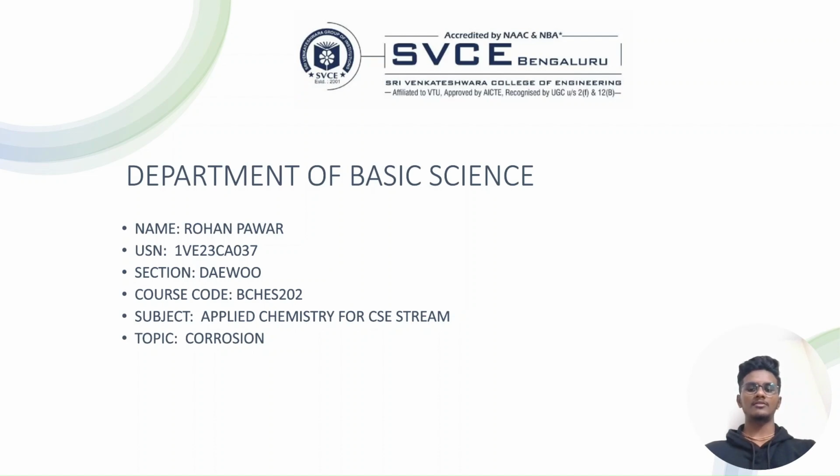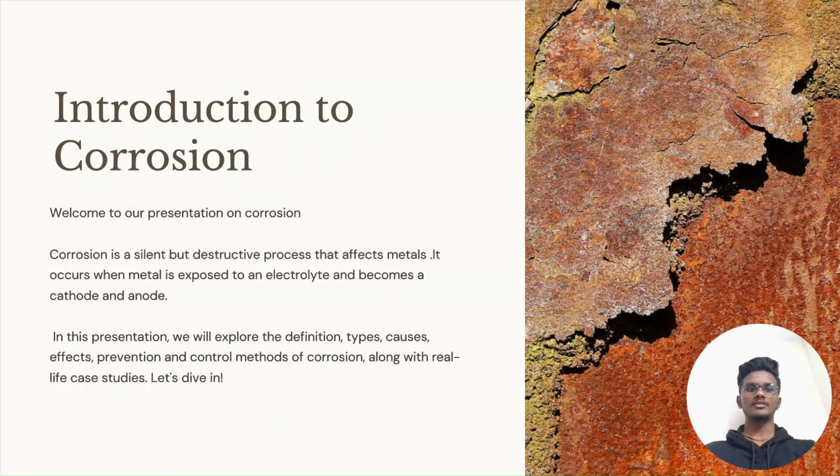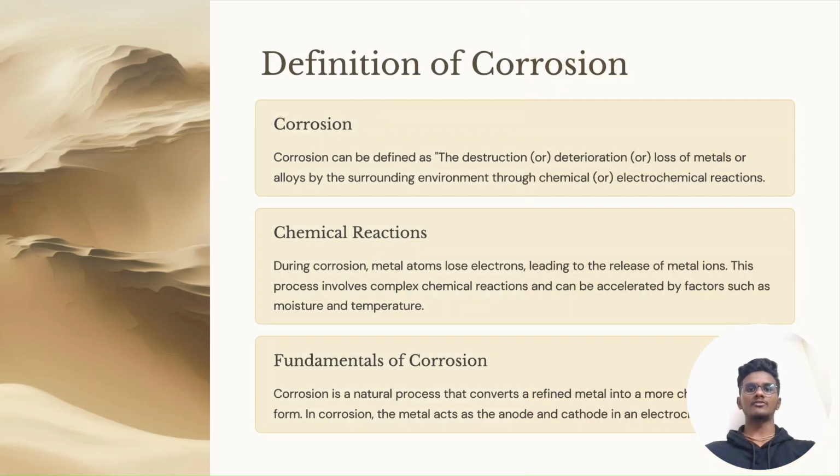Today my topic is about corrosion. Introduction to corrosion. Corrosion is a silent but destructive process that affects metal. It occurs when metal is exposed to an electrolyte and becomes a cathode and anode. In this presentation, we will explore the definition, types, causes, effects, prevention and control methods of corrosion, along with real life case studies. Let's dive into the video.